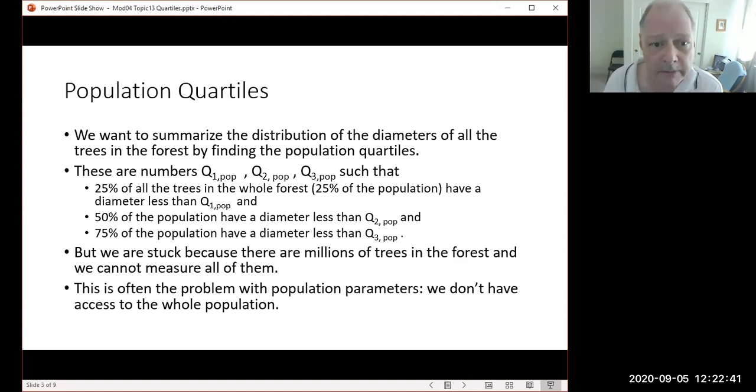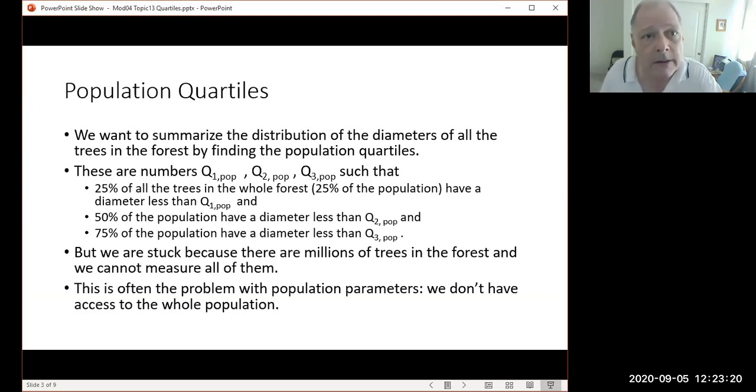These are numbers Q1, Q2, Q3 for the population, such that 25% of all the trees in the whole forest, 25% of the population, have a diameter less than Q1. And 50% have a diameter less than Q2. And 75% have a diameter less than Q3. So each one of these Q1, Q2, Q3 numbers, each one of those is a diameter. It's some number of inches.